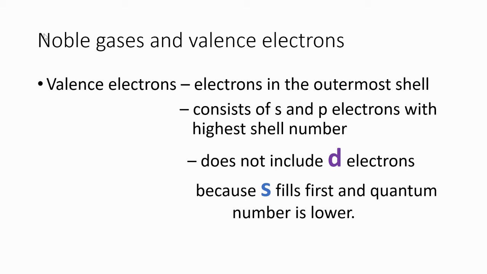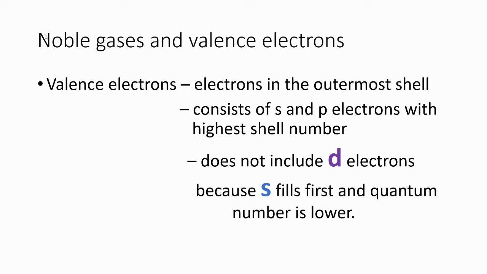So we have discussed how valence electrons are the important electrons because they're in the outermost shell, and when two atoms come together, it is those electrons that will first interact. So those are the ones that determine the reactivity of different elements.